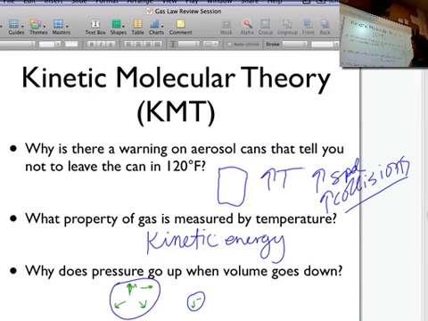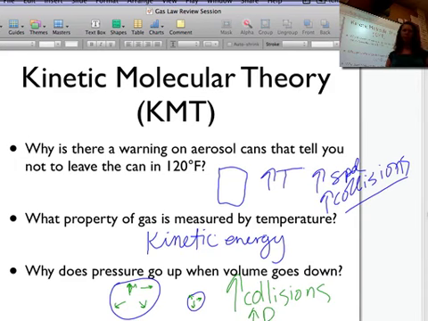So when volume goes down, there's less space for them to be bouncing around. So there are more collisions. So more collisions, which means what? Higher pressure. Excellent. Questions on that? No, ma'am.